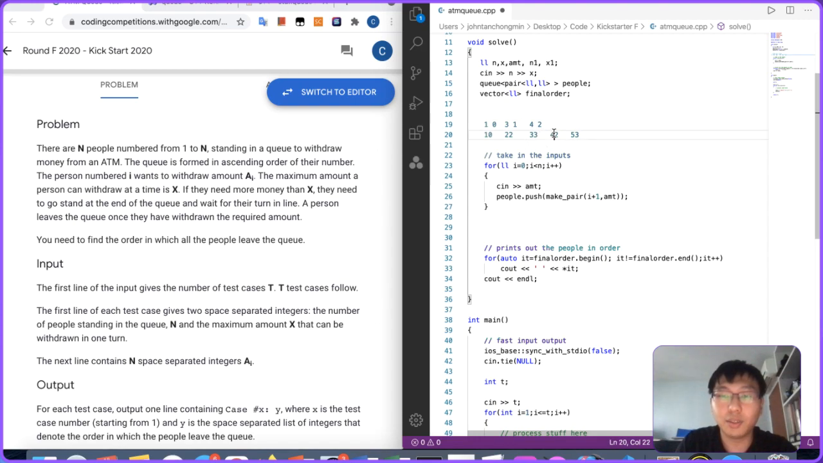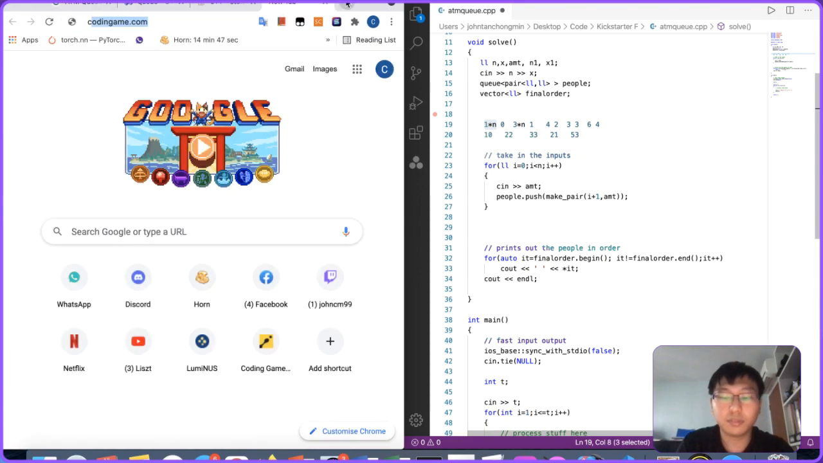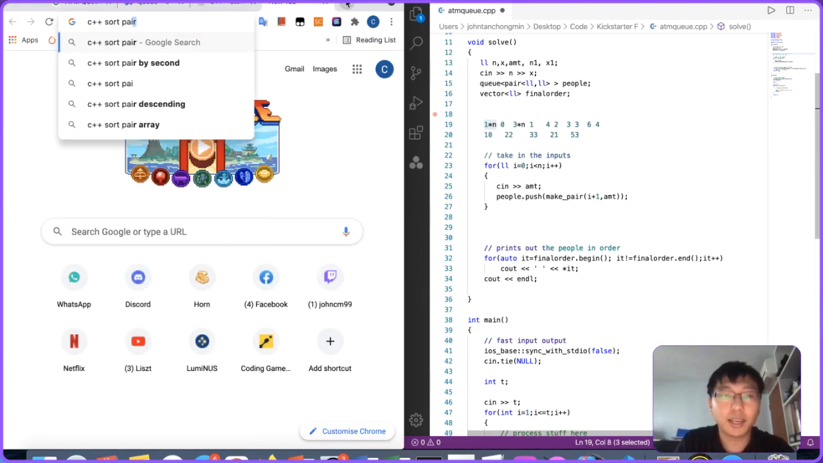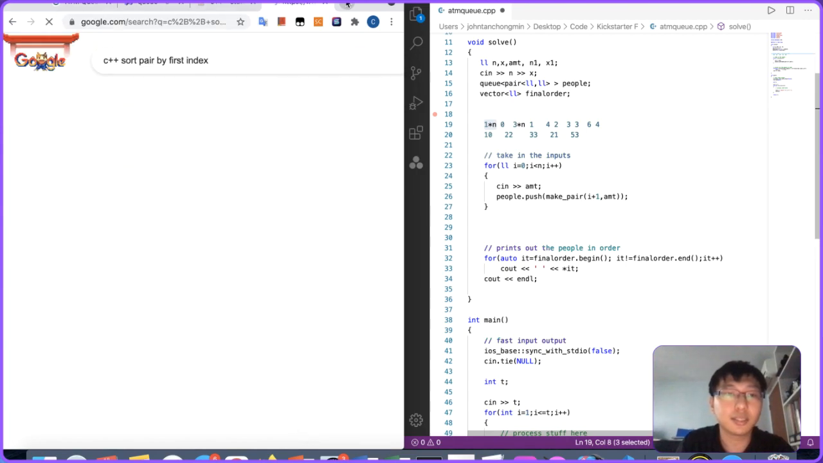Okay, so maybe over here I'll do a 21. So this one needs to go three times, and he's number three in the queue, and this one needs to go through six times, and he's number four in the queue. So I need to take this one times n, three times n. Because there are n people, I want to make this bigger than the total number of times, so that I can sort this entire thing. I should be able to sort this by the first index. Sort pair by first index.